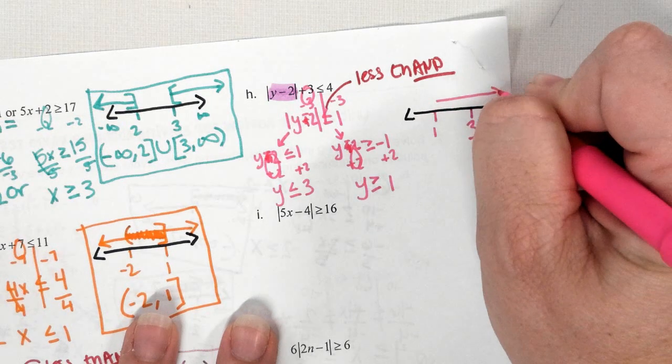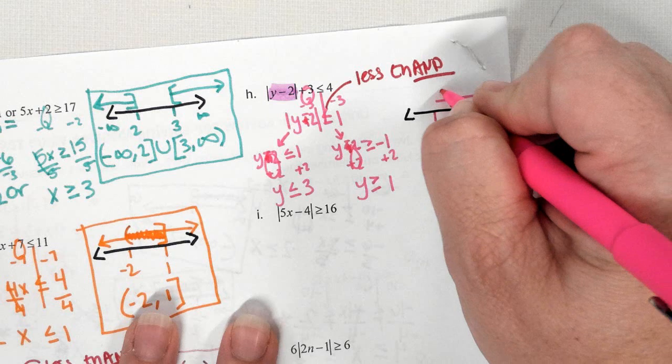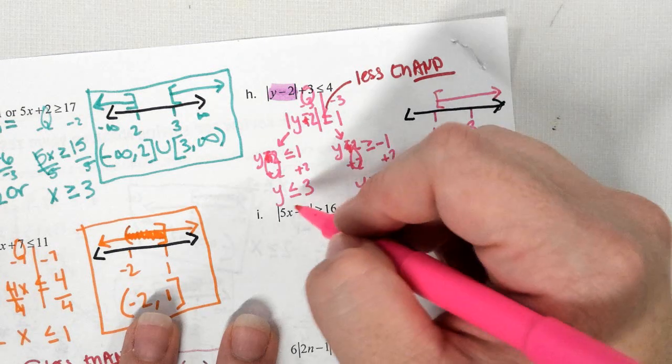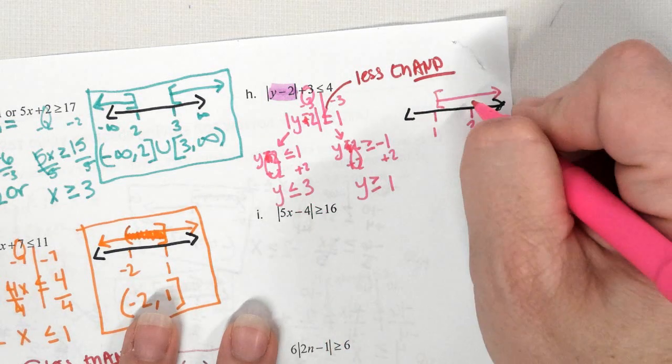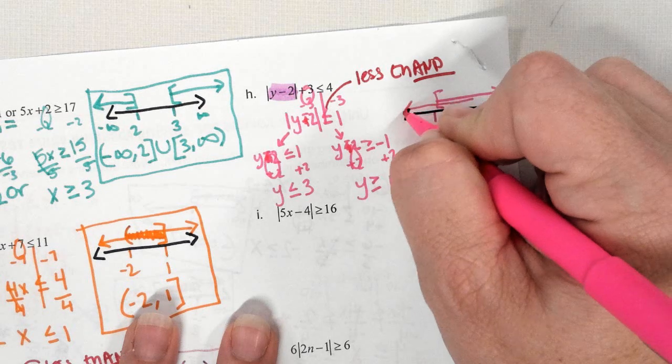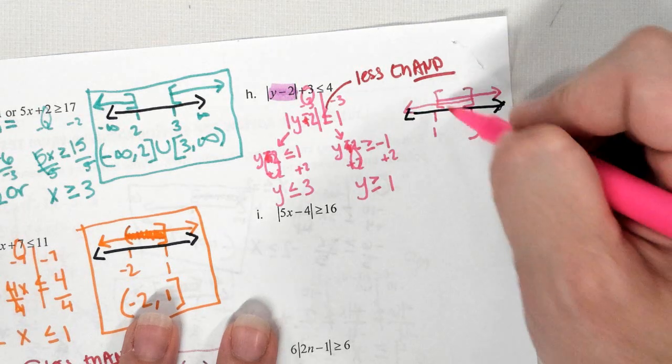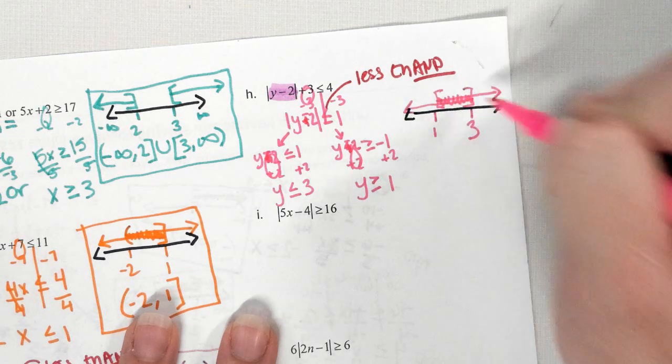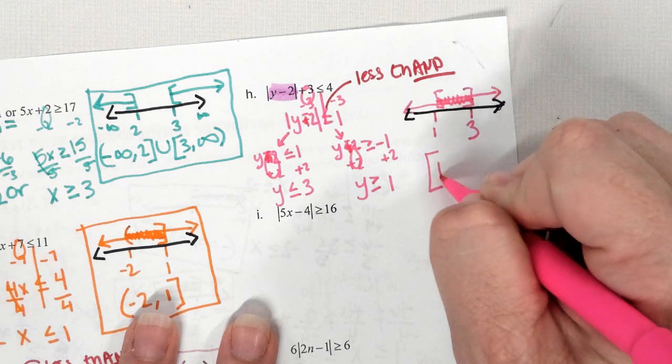Greater goes to the right. Equal to gets a square bracket. And y is less than or equal to 3. Less than goes to the left. Equal to gets a square bracket. And it's and, where it overlaps, everywhere between 1 and 3.